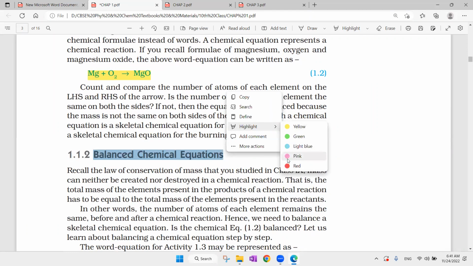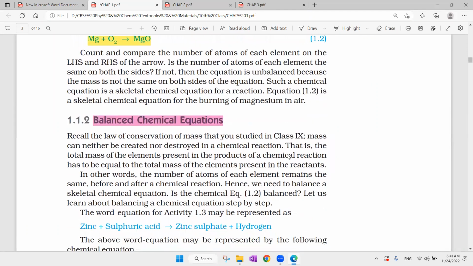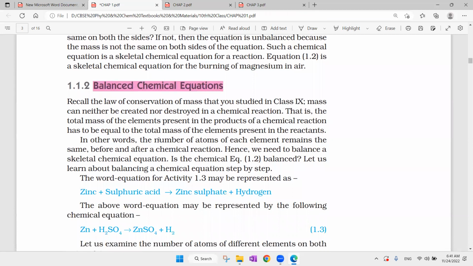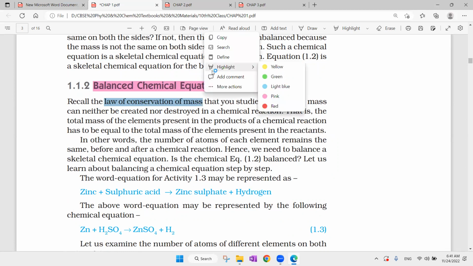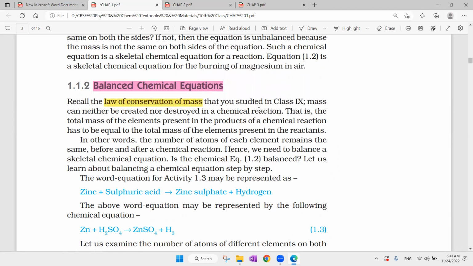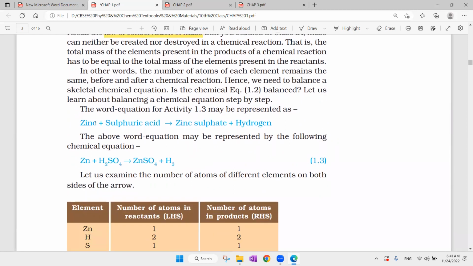In this also they will ask you a question. Why must an equation be balanced? To satisfy law of conservation of mass. To satisfy law of conservation of mass, equations must be balanced. We need to balance skeletal chemical equation. How? First the word equation is converted into symbols as well as formulas.